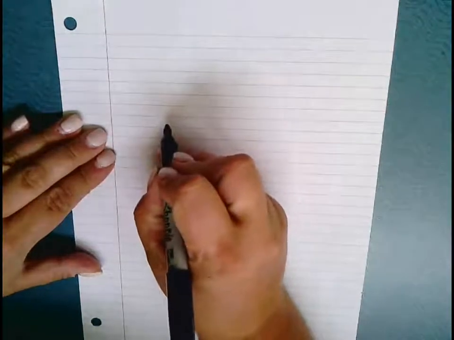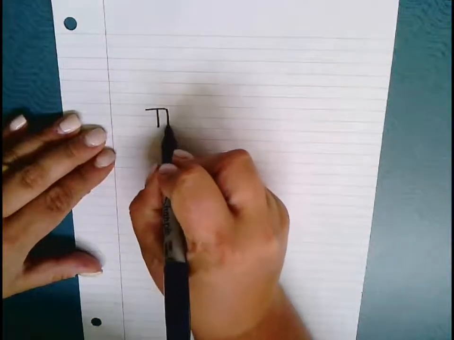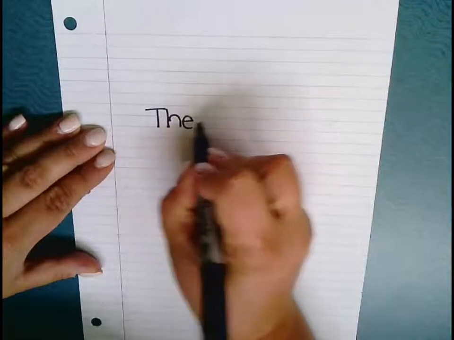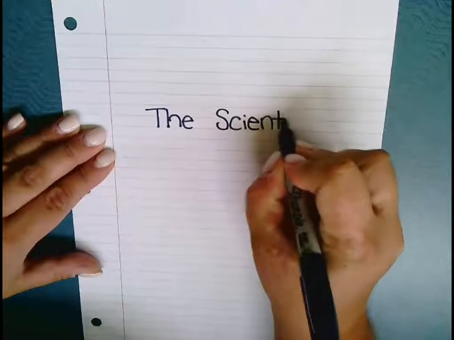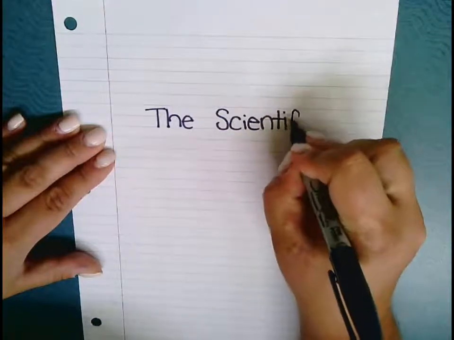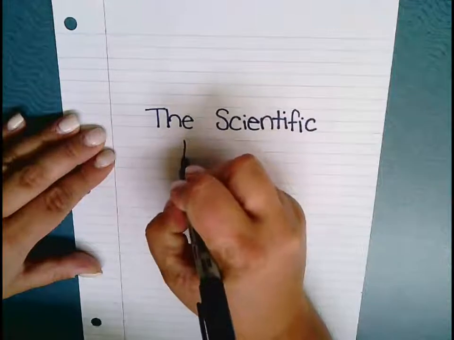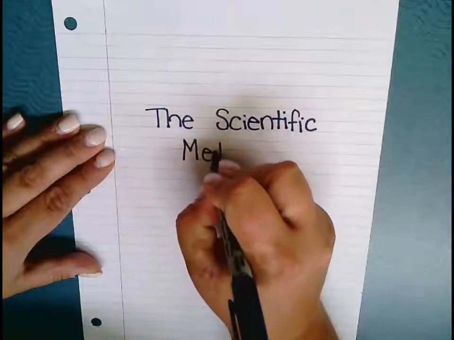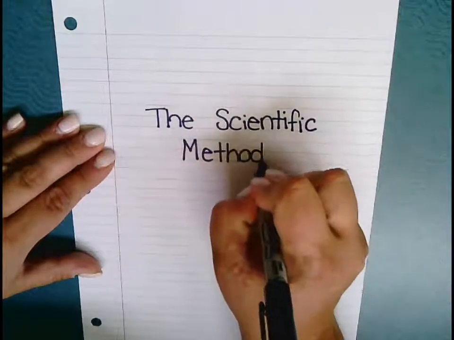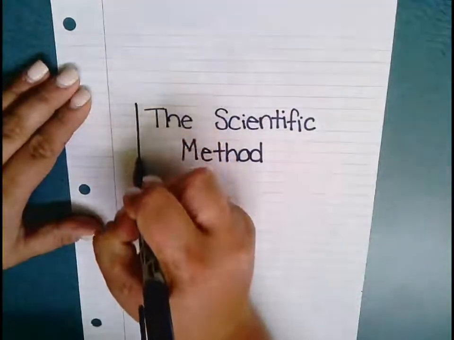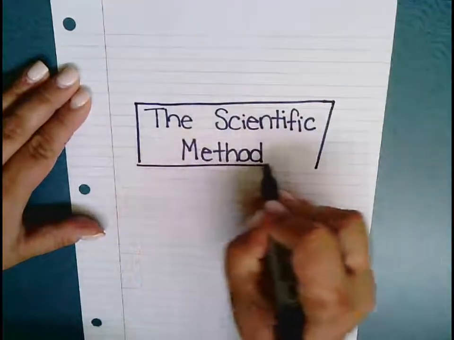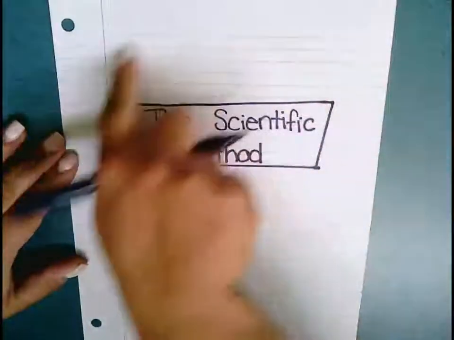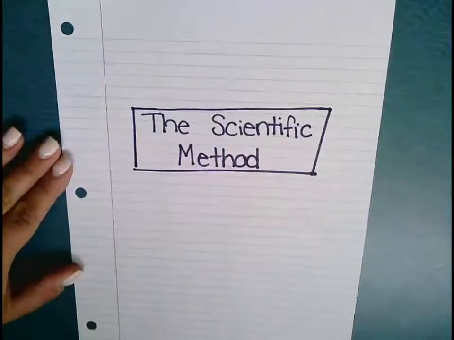What we're going to be learning about today is called the scientific method. So in the middle of our paper, we're going to write the scientific method. And what we're going to do is we're just going to kind of draw a line around that because that's the title of our chart today. And we're going to be filling in and making this a pretty creative anchor chart.